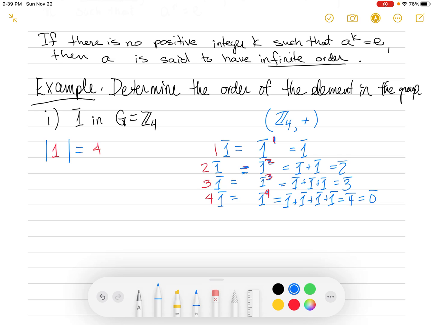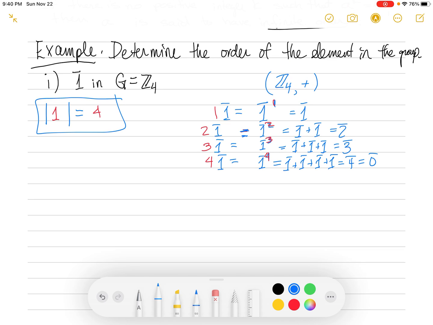Because you only have one operation, right? You don't have the multiplication here in this group. You only have addition. You could write it either way. Okay, so the order is 4. The order of 1 bar is 4. You had to get 4 copies of 1 bar to get back to the additive identity 0 bar.